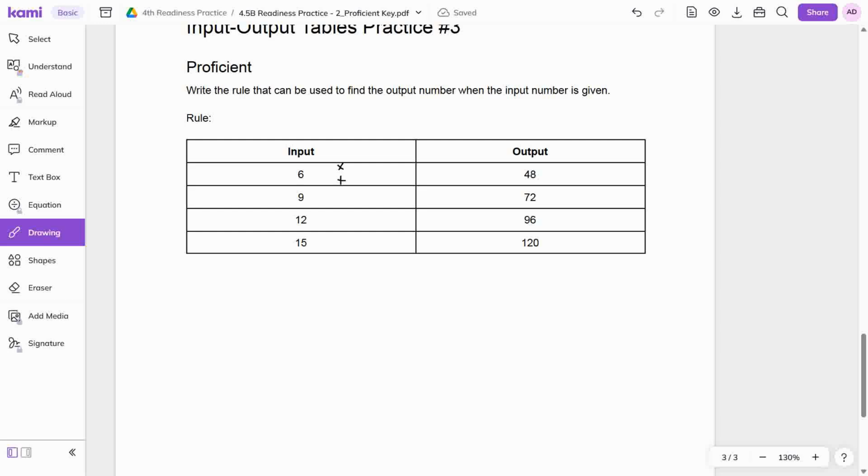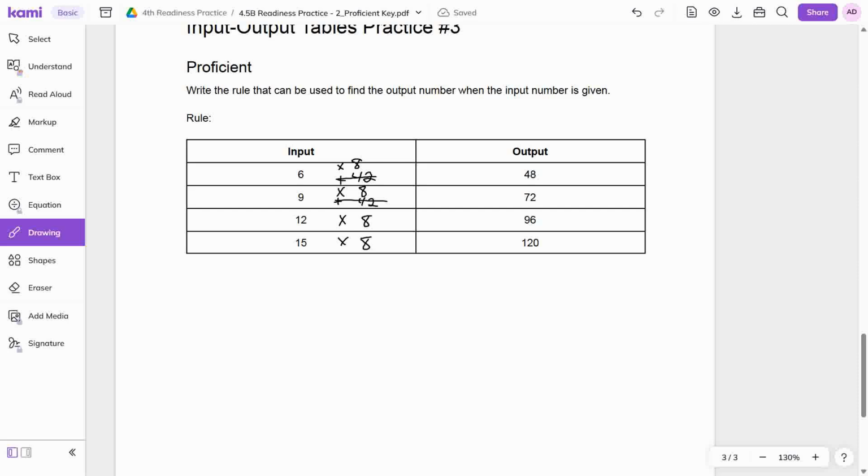So 6 times what makes 48? That's a basic fact. That's going to be times 8. And then 6 plus what makes 48? That's 42. Both of those could possibly work, so we need to take those down to the next one. So 9 times 8, does that make 72? Yes, it does. Plus 42 is only going to get us 51, so that's not going to work. So I don't think the 42 is going to work. Let's check our times 8. 96, yes, times 8. 15 times 8 is 120, yes.